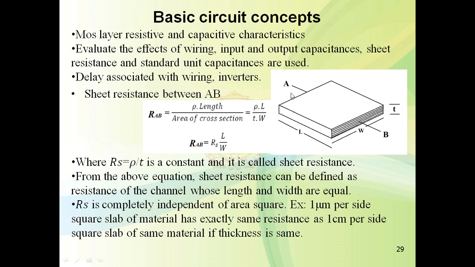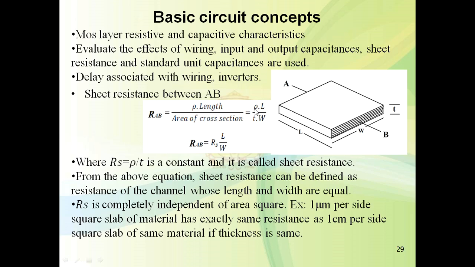Now you can see here one layer, a silicon layer, which has length L, width W, and thickness T, and we have to find the resistance between terminal A and B. We know the basic equation for the resistance R_AB is equal to rho into length divided by cross-section area, in general rho L by A.